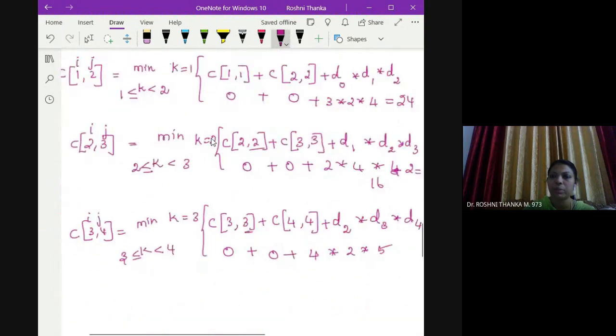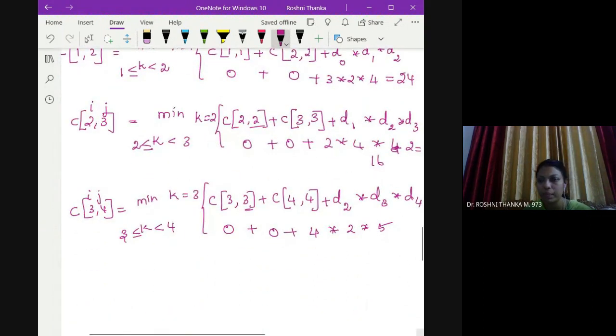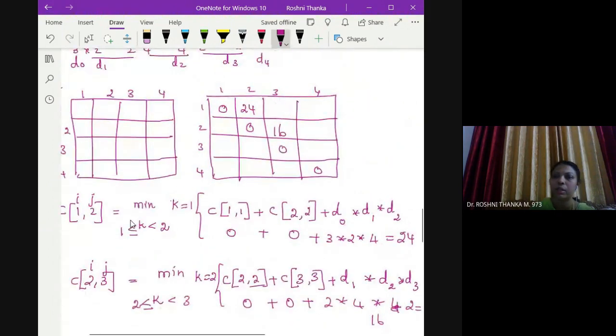Okay, that we have substituted here. And when you multiply this, 5 2s are 10, 10 4s are 40. So the cost of multiplying the matrices 3 to 4 is 40. So let us substitute here in the table. So here we will be getting the answer as 40. So we finish this diagonal value.